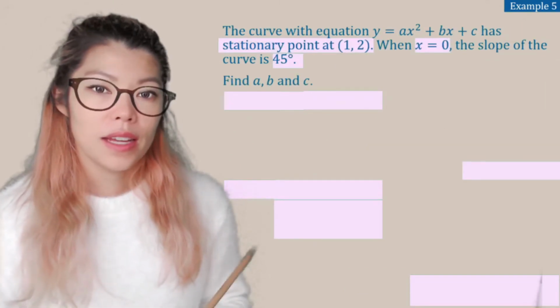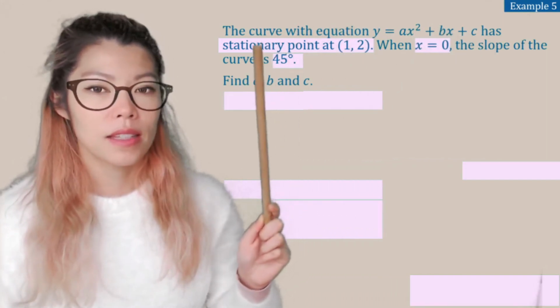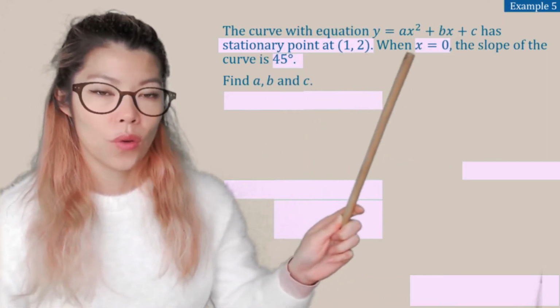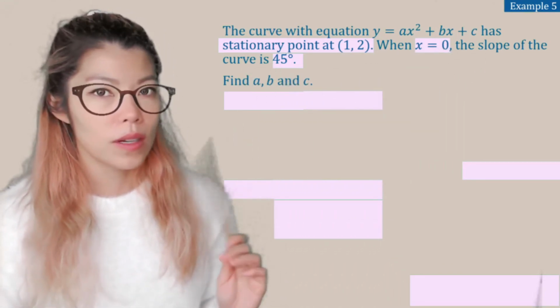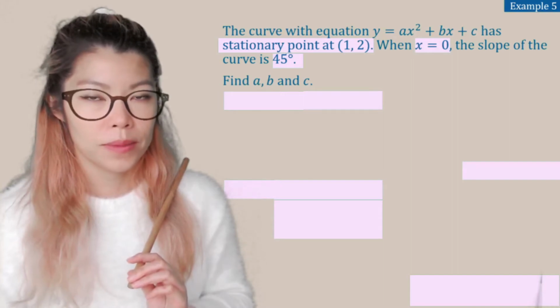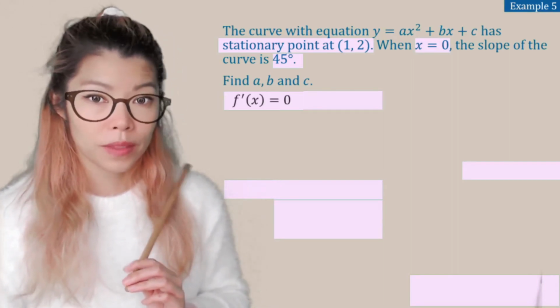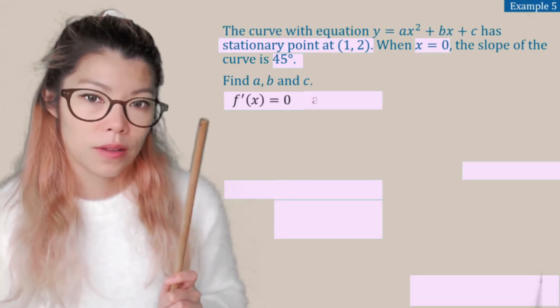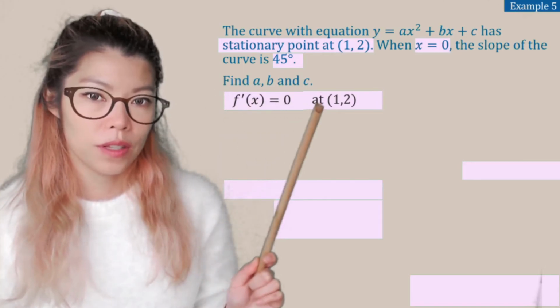Example 5, the curve with equation y equals ax squared plus bx plus c has a stationary point at 1, 2, where x equals 0 the slope of the curve is 45 degrees. What does slope of the curve 45 degrees mean? It means tan 45 gives us the gradient, which is 1. So finding the stationary point first at 1, 2.